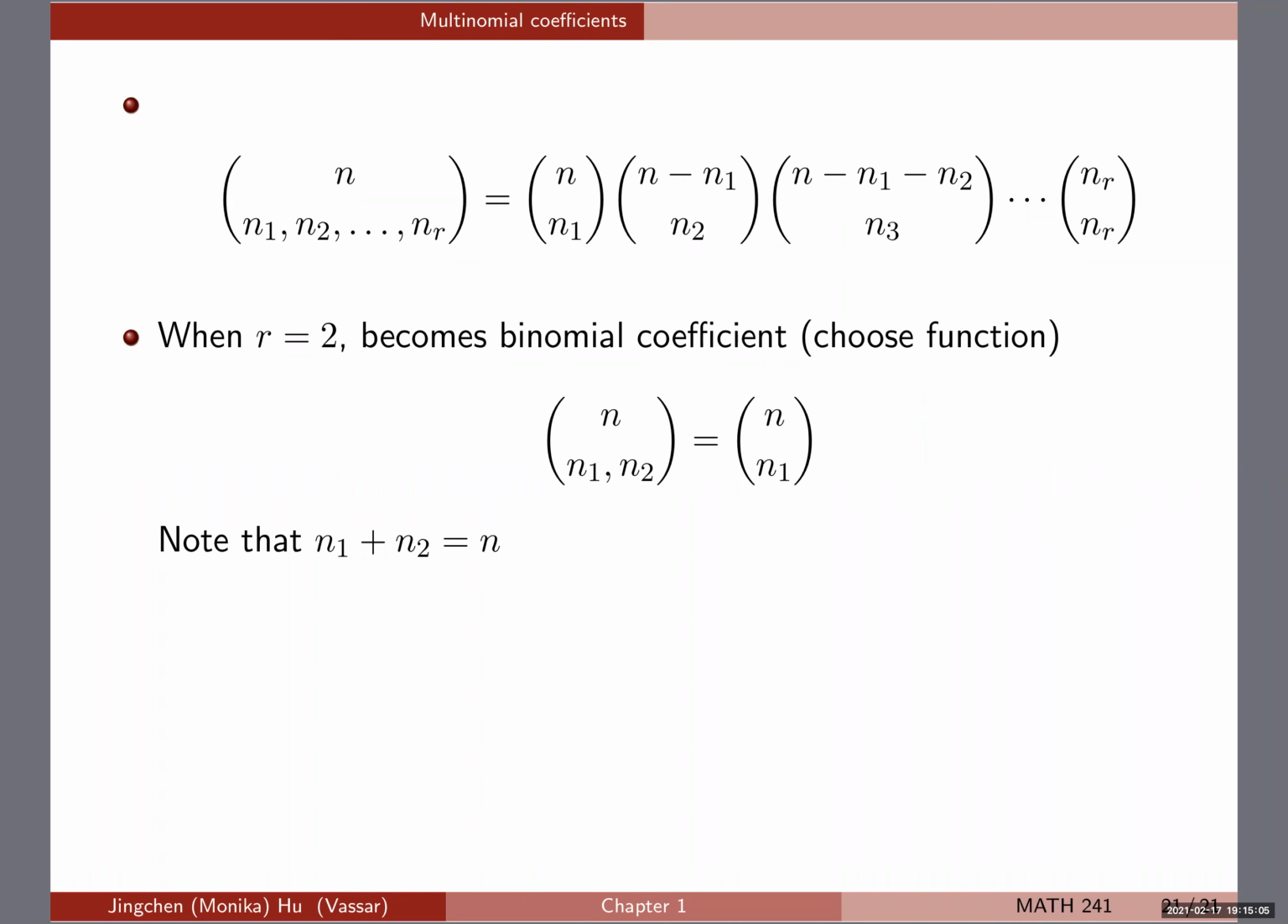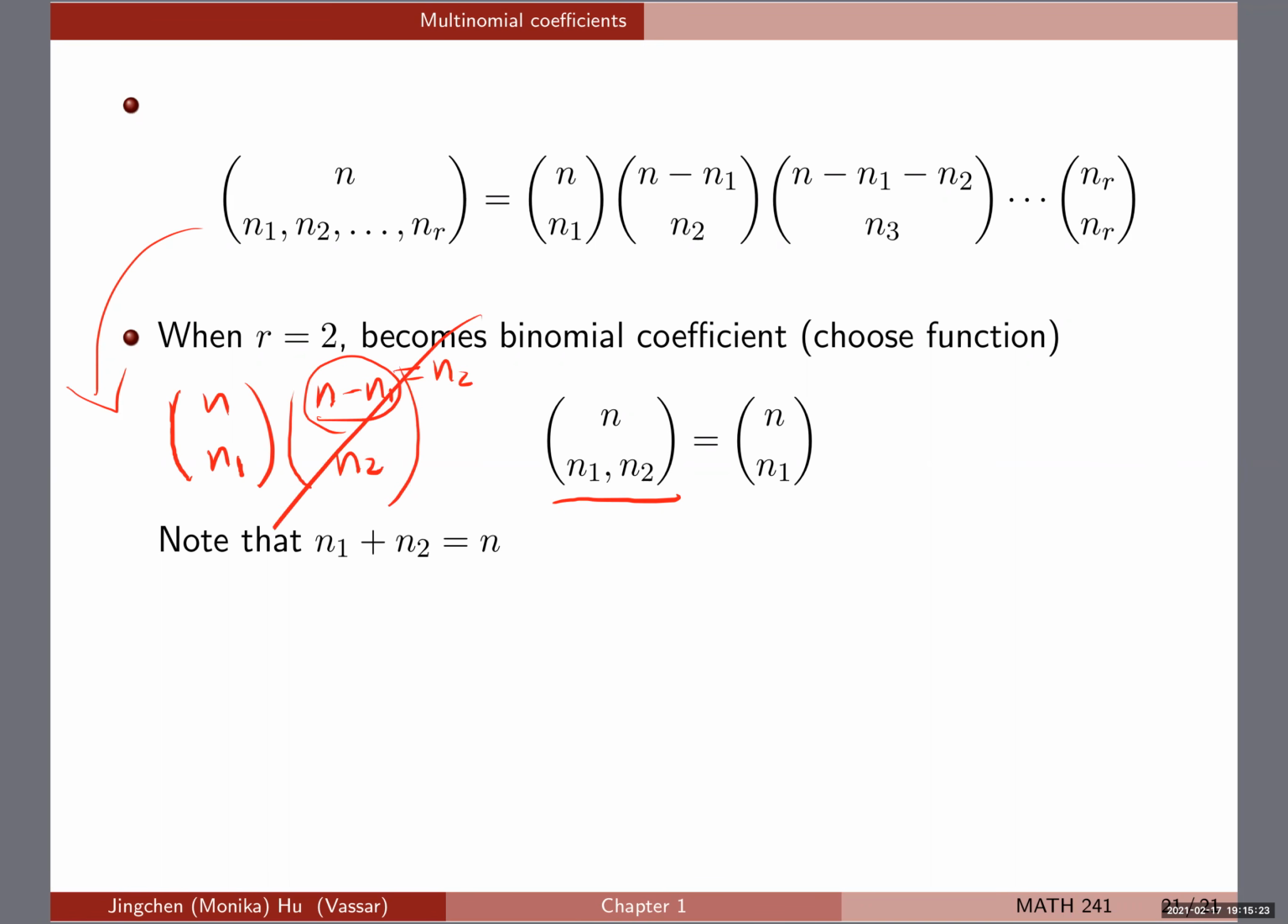Okay, so this one, if we follow the definition from before, will be n choose n1, right? And then the remaining is n minus n1 choose n2, okay? But this whole thing we know is n2, so n2 choose n2 is 1, it gets canceled out. So it is reduced, as we can see, to the binomial coefficient. And don't forget that the sum of n1 and n2 needs to be n.